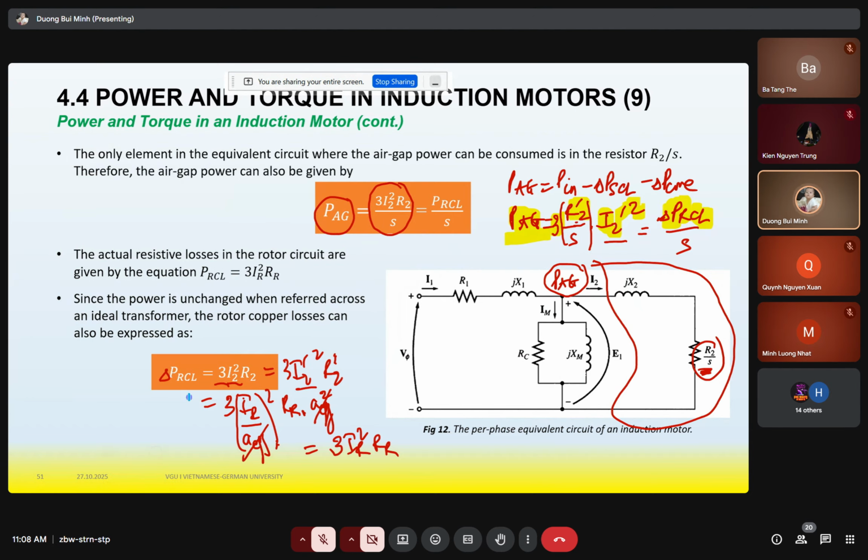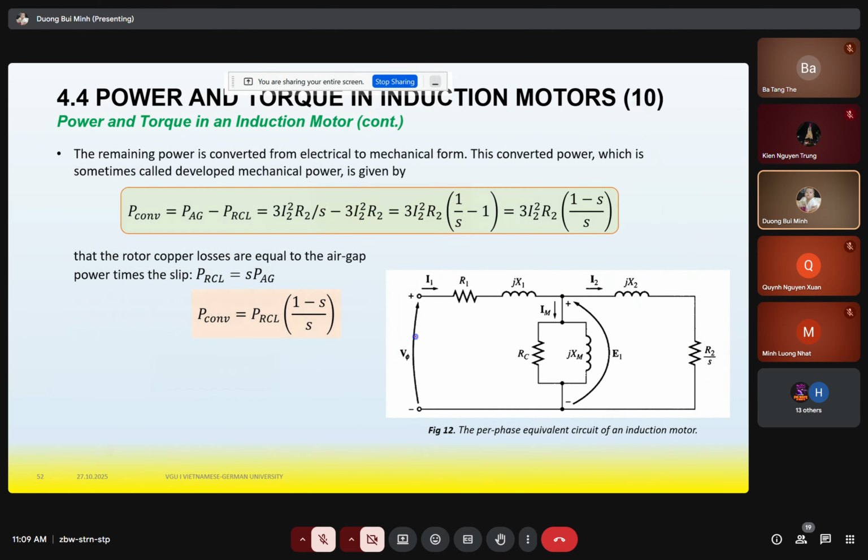Delta P_RCL is 3 I2' squared times R2', or delta P_RCL is 3 I_R squared R_R, like this. That means we can calculate delta P_RCL before we refer the rotor parameters back to the stator. Okay, here or here, it's up to you. Now we calculate P_convert.